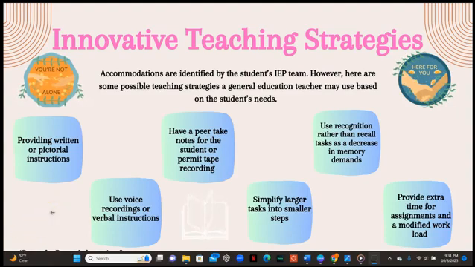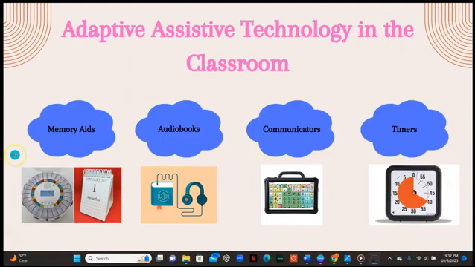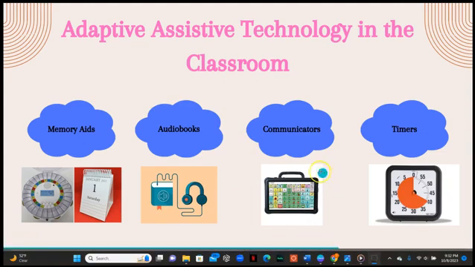It really is important for us future general education teachers to be aware of what they will need, especially when they do have a seizure. But these strategies will definitely help. All right, so some adaptive assistive technology that general education teachers can use in the classroom include memory aids, audiobooks, communicators, and timers. I have actually personally seen a communicator before, and it has helped this one child I know who used it for a different disability, and it helped them so much because they were able to communicate better to the teacher.